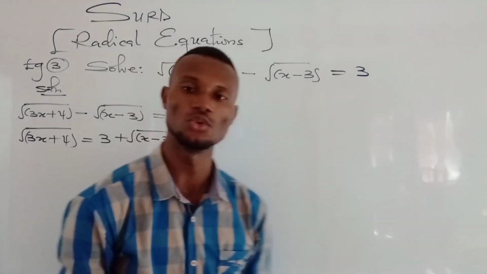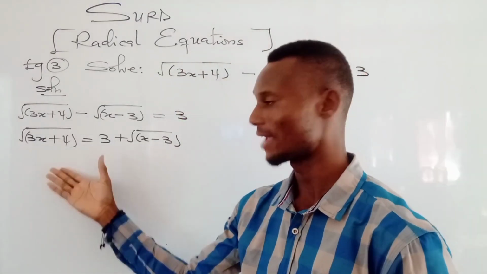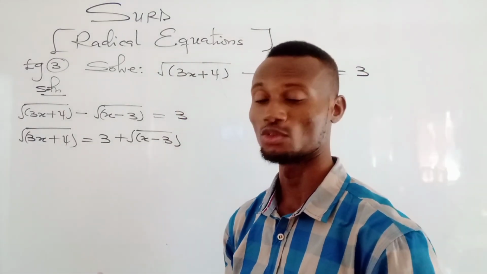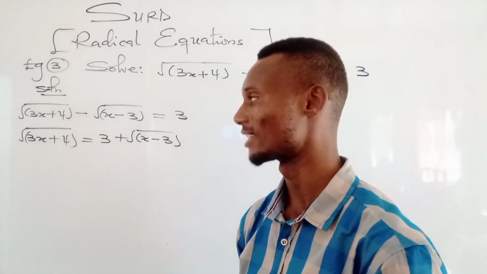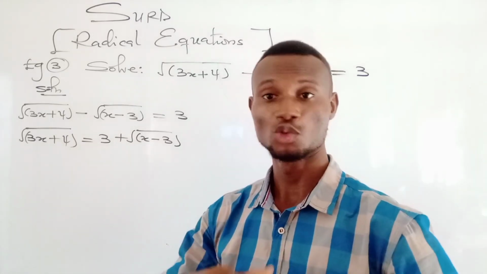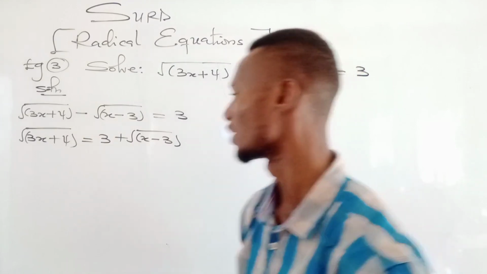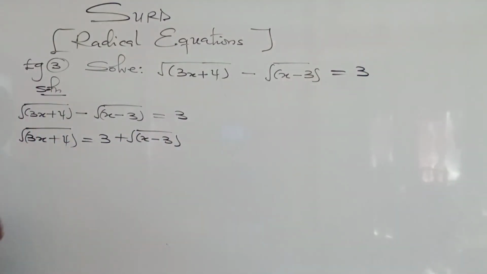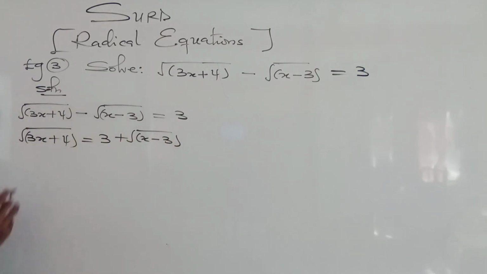Okay, I hope you agree with me and you understand up to this point. Now from here, what we need to do is to square both sides of the equation. I have explained to you that the only way to eliminate the square root sign from it is to square both sides of the equation, so that we can eliminate the square root sign. So let's go ahead. I'm going to square this side of the equation and also square this side of the equation.